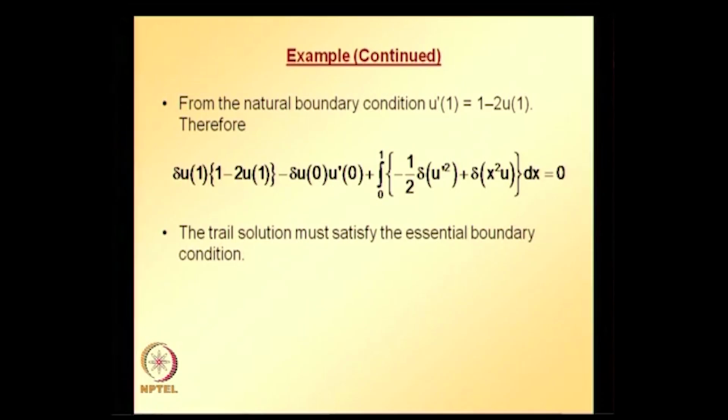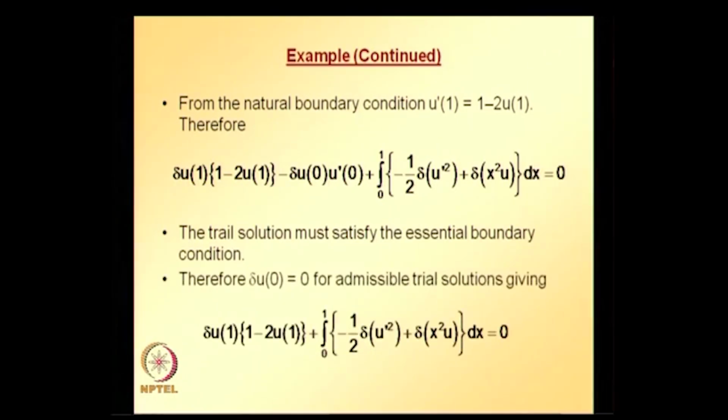And also we have the other condition, that is the trial solution must satisfy the essential boundary condition. What does it mean? It means wherever the essential boundary condition is specified, at that point the variation of u should be equal to 0. Therefore the variation of u evaluated at x is equal to 0 is 0 for an admissible trial solution, okay. Here in this particular problem, the essential boundary condition is prescribed at x is equal to 0, so the variation of u evaluated at x is equal to 0 is 0.